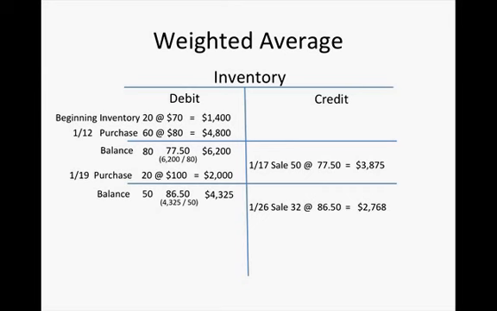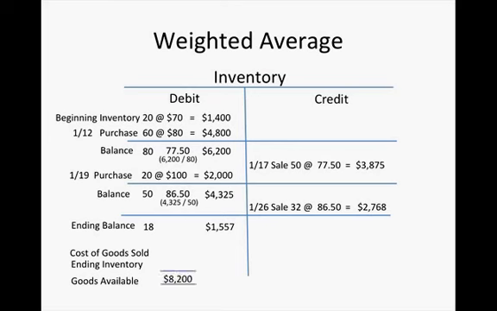Now draw another line to calculate an ending balance for inventory. Add the balance after the January 19th purchase and subtract the January 26th sale for both the units and the total cost. We are now ready for the reconciliation with goods available. To get the total cost of goods sold, we add up the total costs from the January 17th and January 26th sales in the credit column. Then we pull down the ending balance from the debit column and you are done.